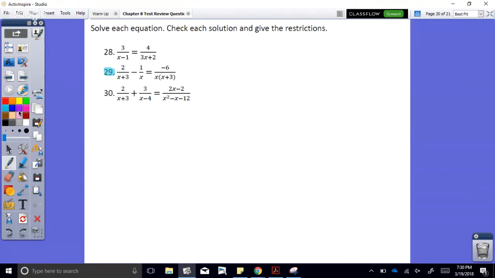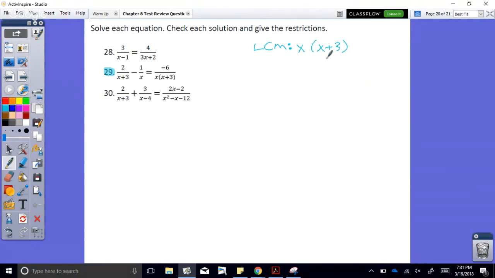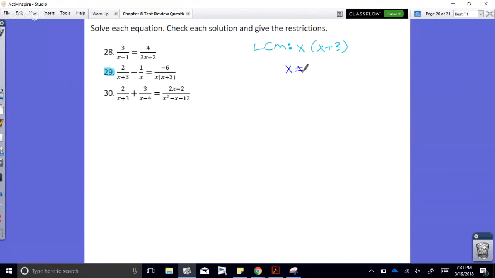Okay, 29. Again, first step would be to factor, but I'm giving you this one also in factored form. So we're going to start by finding the LCM. If you look at the denominators, I have an x and I have an x plus 3. The LCM also helps us get our restrictions. So that says that x cannot be 0. The x plus 3 says it cannot be negative 3.